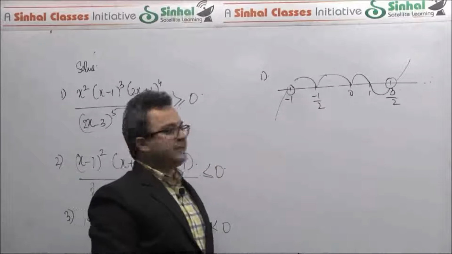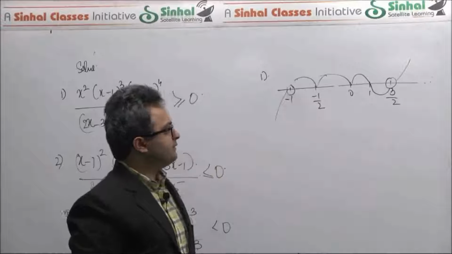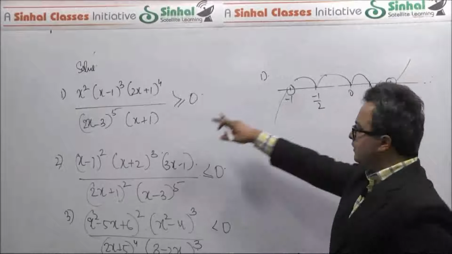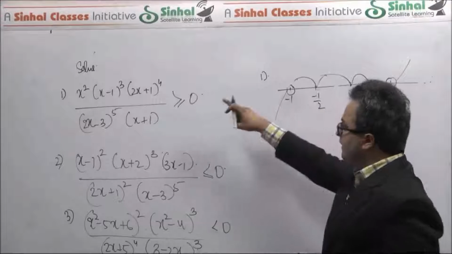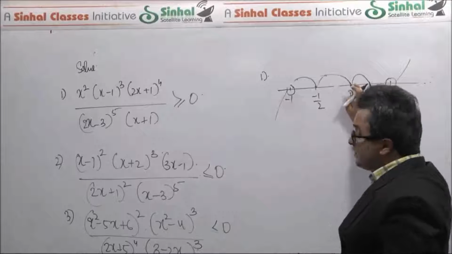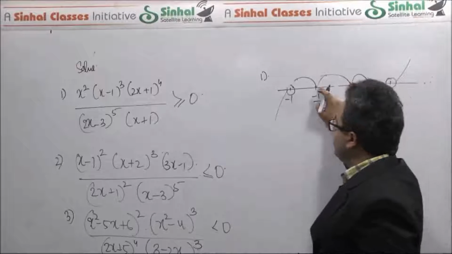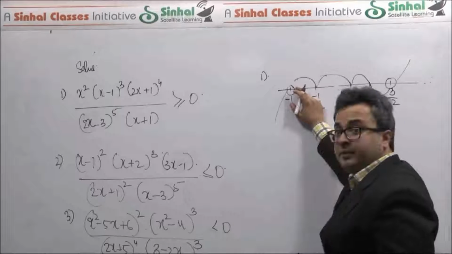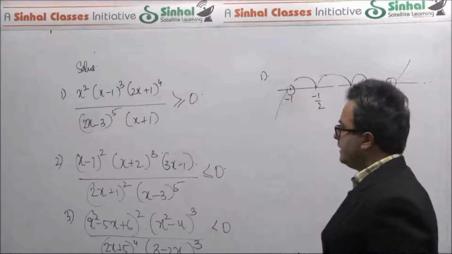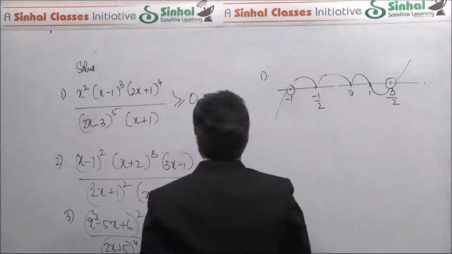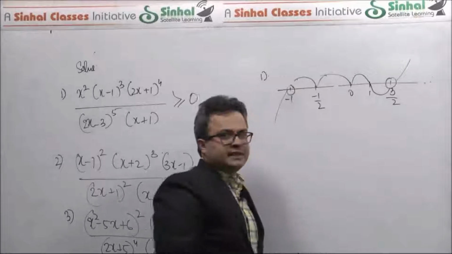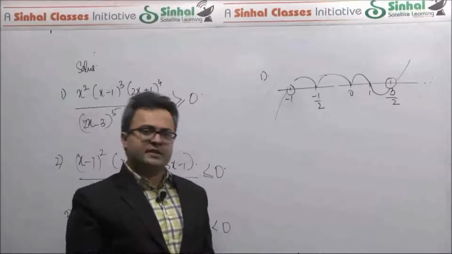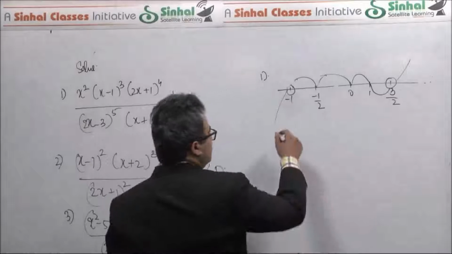So this should now be the wave that we want to deal with. Again, it came from above from the rightmost interval. At 3 by 2 the power was odd, it crossed. At 1 again the power was odd, 3, it crossed. At 0 the power was 2, even, so it bounces back. At minus half the power is 4, again even, bounces back. And at minus 1 again the power is odd, so it will cross. Now we want the expression to be greater than or equal to 0. Since it's a greater than or equal to 0 case, we need to include critical points from the numerator and exclude critical points from the denominator. So what should our answer be?